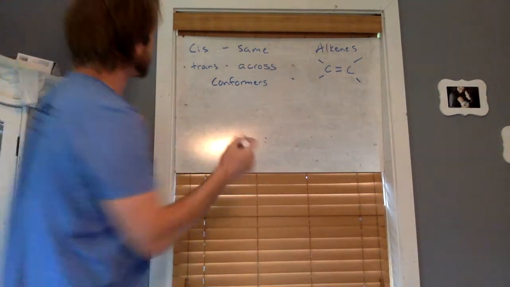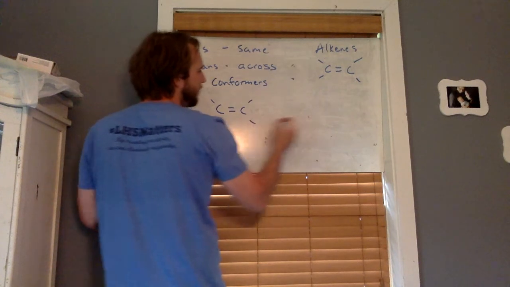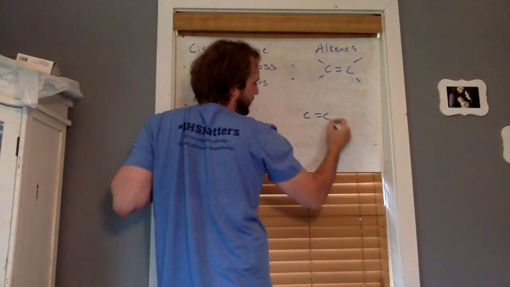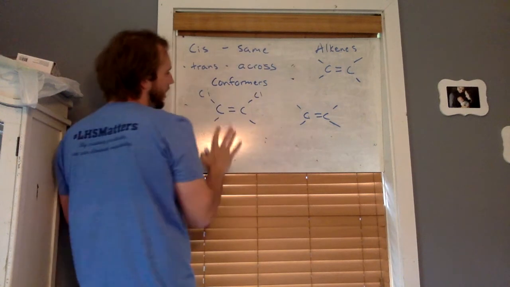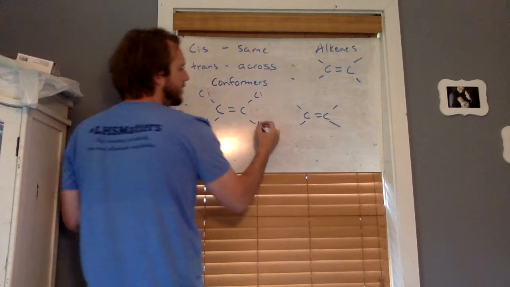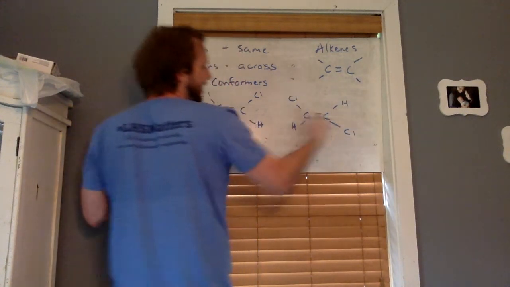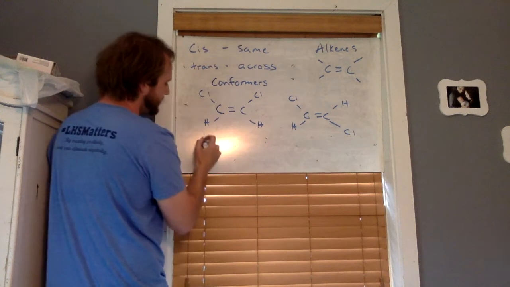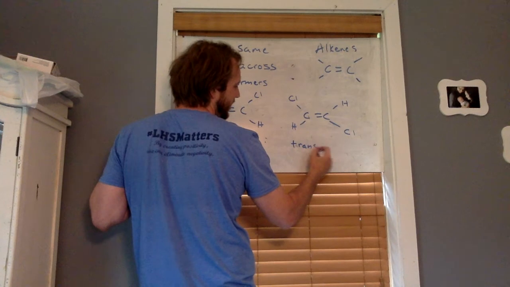If we're looking at our example here, we've got a carbon-carbon double bond. We can have one of two arrangements. We could have both chlorines on the same side relative to that double bond, or we can have the chlorines opposite each other relative to that double bond. And so this would be our cis conformer, and this would be our trans conformer.